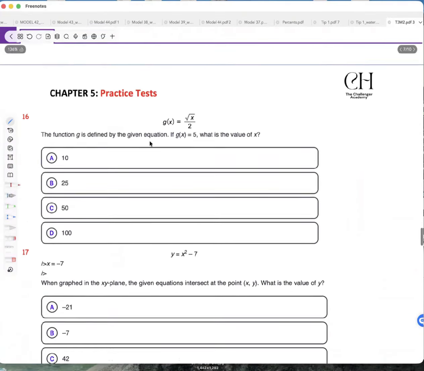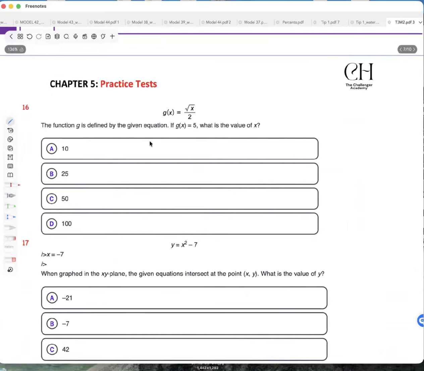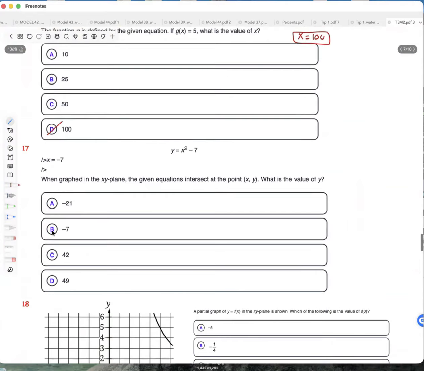Let's move to 16. We have g of x equals root x over 2, and g of x equals 5. What is the value of x? If g of x equals 5, it means root x over 2 equals 5. You can use cross multiplication. So root x equals 2 times 5, which is 10. It means x equals 100, because the square root of 100 equals 10. So the answer is 100. Let's move to question 17.